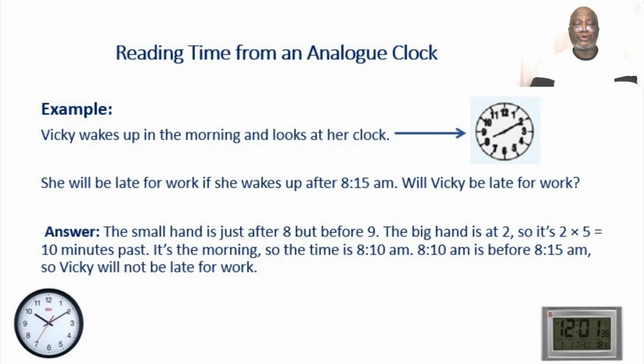The small hand is just after 8, but before 9, so it's not 9 o'clock yet. And the big hand is at 2, so it's 2 times 5. Remember, 5 minutes in between each number, which is equal to 10 minutes. So the time is actually 10 minutes after 8. And if she has to be at work at 8:15, then it means that she will not be late for work.